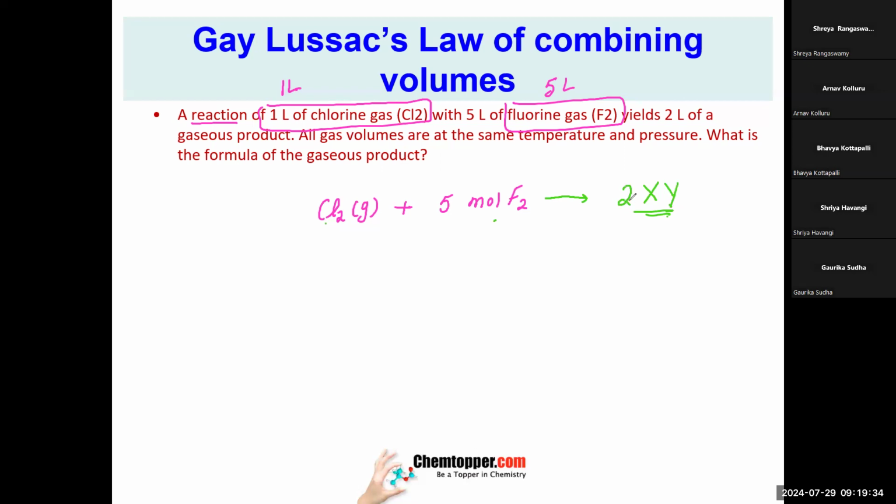2. Now use the number of chlorine atoms, use the number of fluorine atoms, and make out the formula of this XY. Always remember the element which is less in number will always come first. Like here you have only 2 chlorines, here you have 10 fluorines. So this should come first. So X is chlorine, Y is fluorine. So can you work out the formula now? This 2 is already in front. This is the balanced equation part. Yes, what's the formula?